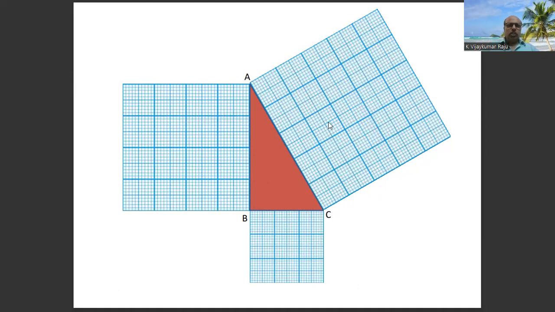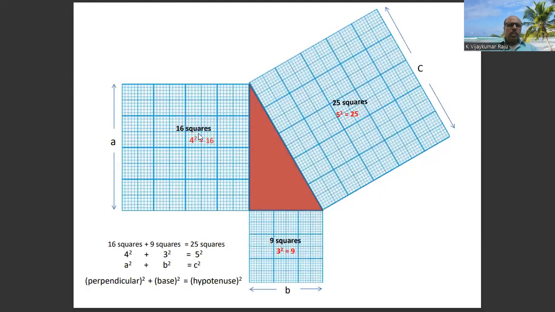So let us make a note of that. Here you have got 16 squares, here you have got 9 squares, here you have got 25 squares. This 16, what is it? It is the square of 4. 4 square is 16. 9 is the square of 3. 3 square is 9. And 25 is the square of 5. 5 square is 25.